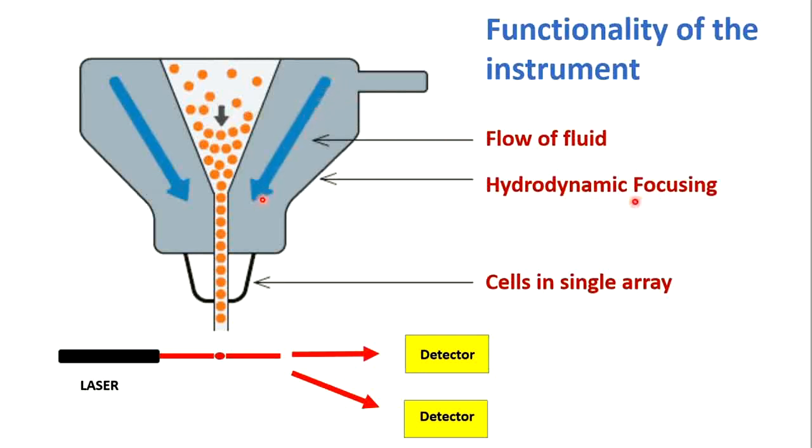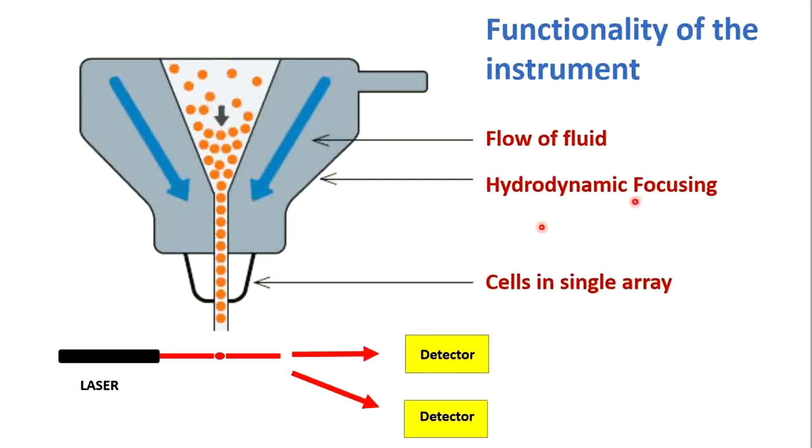From this direction a fluid is coming, a buffer. From this direction a fluid is coming, again the buffer, and it is pressurizing these cells from both directions to generate a single array of cells. A single array of cells means you are having a line of cells: first cell, then second cell, then third cell, then fourth cell, right? So cells are present in a single array after the functioning of the flow cytometer. And this whole system is called hydrodynamic focusing.